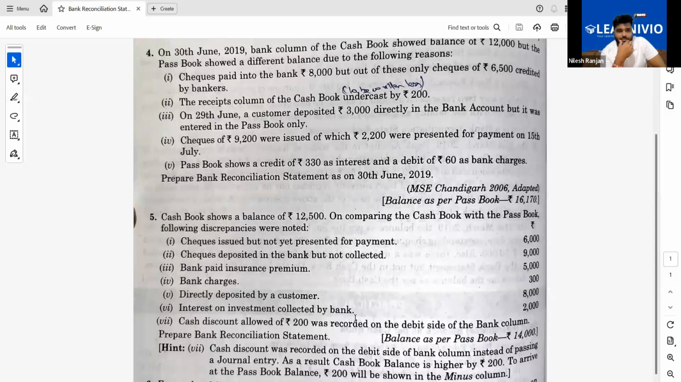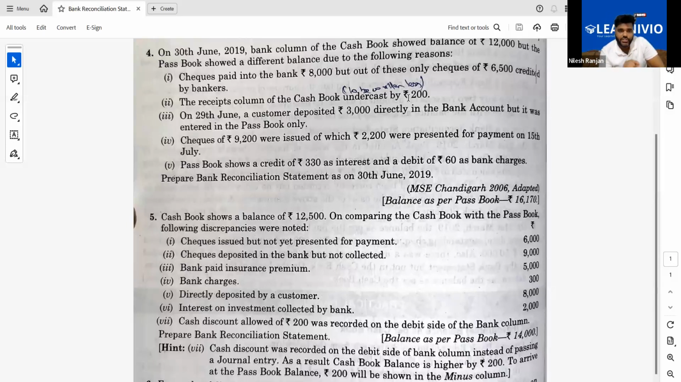So in this question number 4, on 30th June 2019, the bank column of the cash book showed a balance of rupees 12,000, but the passbook showed a different balance due to the following reasons. So we have a cash book balance of 12,000 in the question. We will write debit balance as per cash book as the starting point.